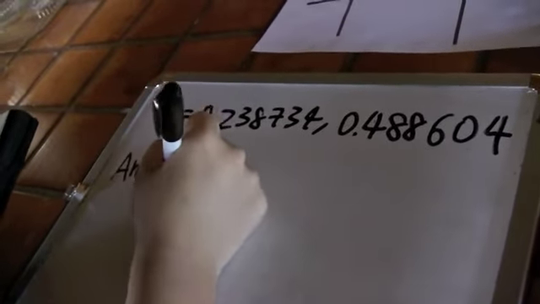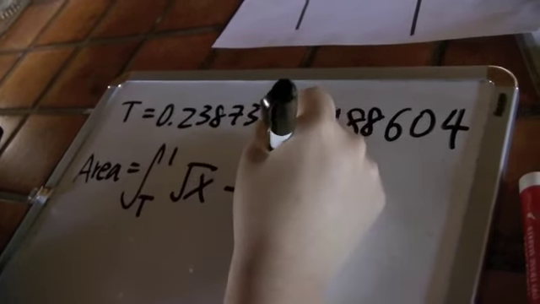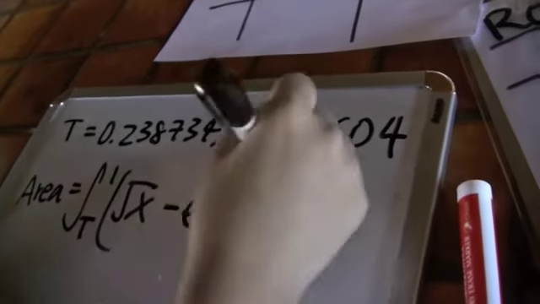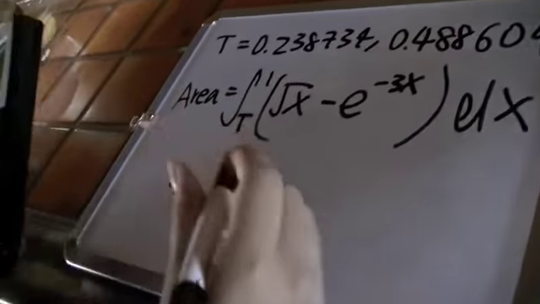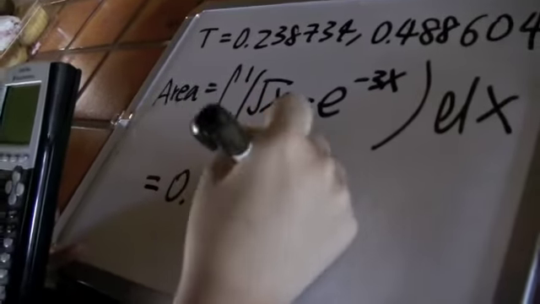this goes first. From t to 1, square root of x minus e to the power of negative 3x. And you always need to put dx at the end of the equation. Then you plug this equation into your calculator, and you get 0.442. And this is your final answer.